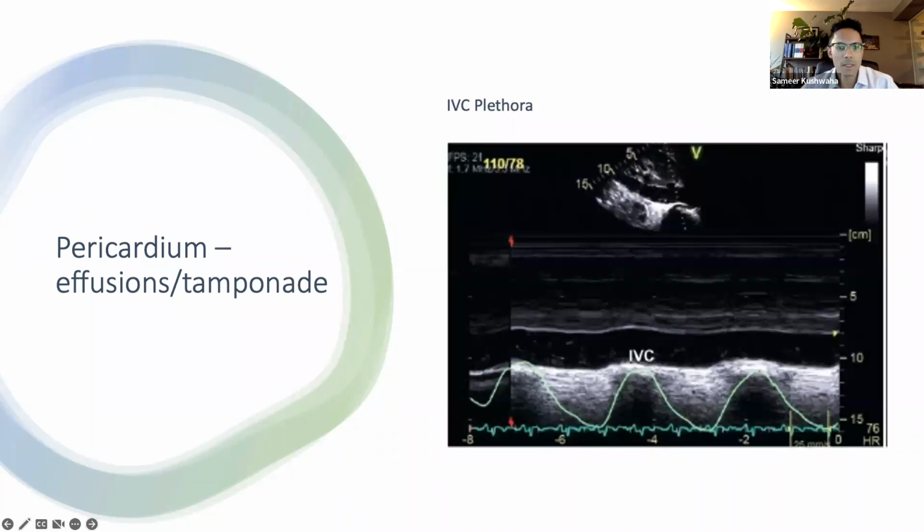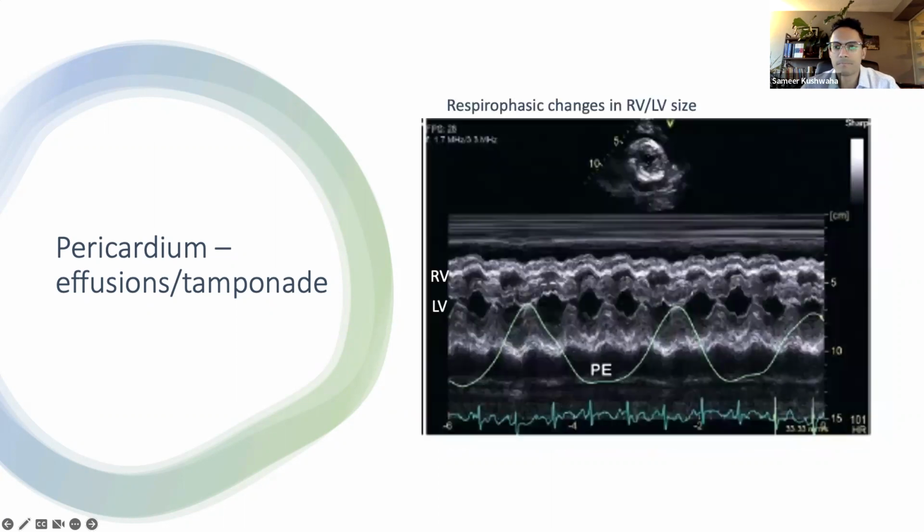So these are some of these findings in pictures. IVC plethora is seen here with a dilated, probably about 2.5 centimeter IVC with less than 50% respiratory variation. Here we see an M mode through the parasternal short axis view with the classic respirophasic changes in the size of the right ventricle, left ventricle, and septal shift.